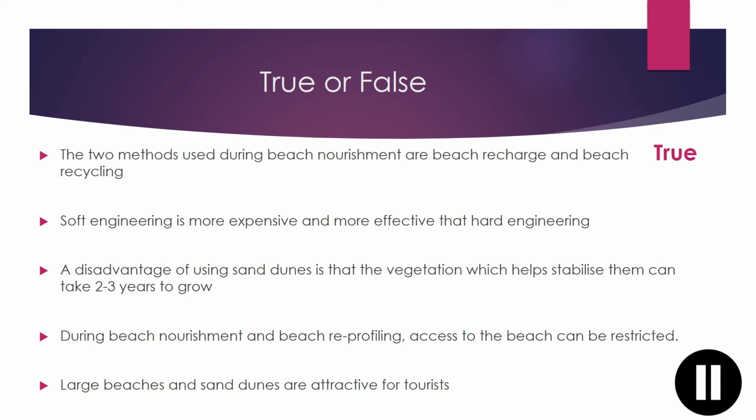So the first statement is true. Beach recharge and beach recycling are methods used for beach nourishment. The second statement is false. Soft engineering is cheap but less effective. The third statement is true. The plants used to help stabilise sand dunes can take 2 to 3 years to grow.